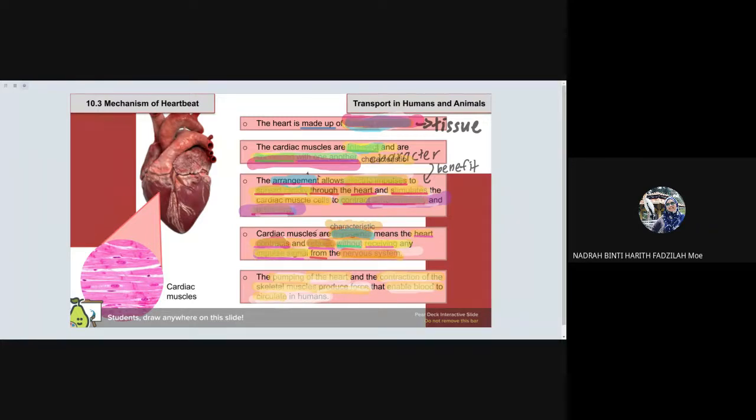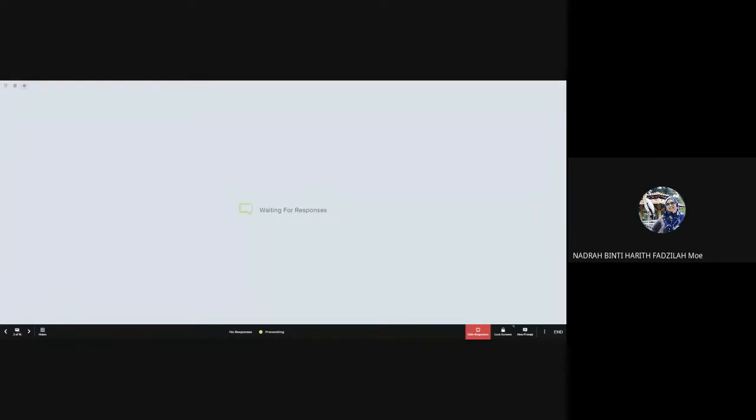So before this, we have labeled the structure of the heart regarding the cavity yang ada dalam heart tu, atrium, ventricle, septum dan sebagainya. Sekarang ni kita nak label pula structure of the heart that are related to transmission of impulse.